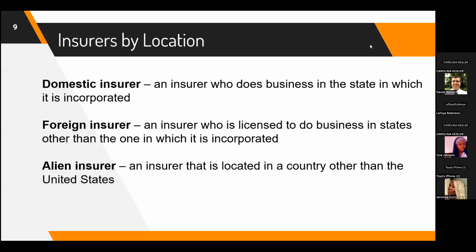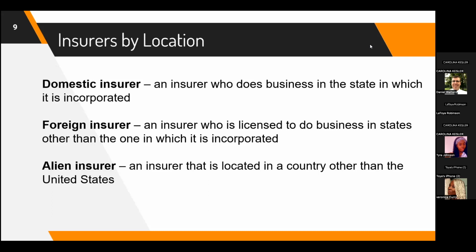A domestic insurer is an insurer who does business in the state in which it is incorporated. So Primerica would be domestic to what state? No, our home office is in Georgia. So they are domestic in Georgia and foreign everywhere else in our country. In Canada, they would be alien. Simple, right? Foreign, domestic, alien. So domestic in the state in which they're incorporated, foreign in any other state, alien in any other country.